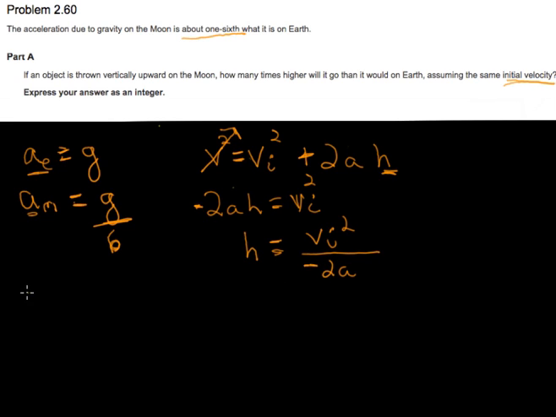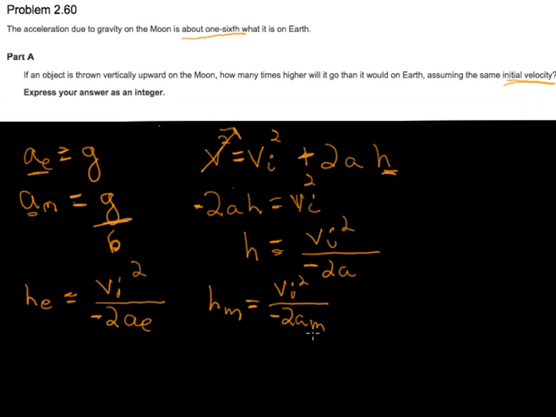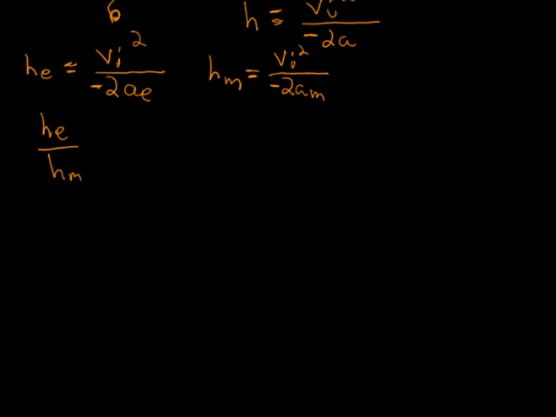So we're going to compare the height on the Earth, he, equals vi squared over negative 2ae, the acceleration due to gravity on the Earth, and the height on the Moon, which is vi squared over negative 2am. We're going to compare these two equations. Let's divide them by each other. So we'll get he divided by hm. Let me scroll this up so we can see it here.